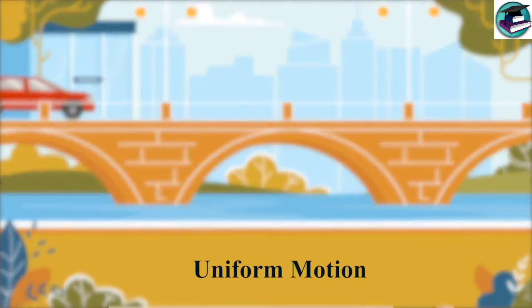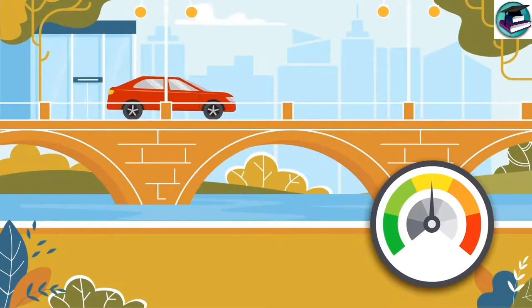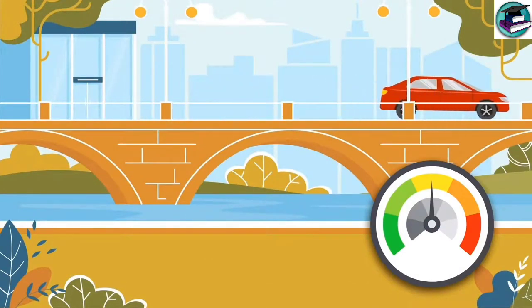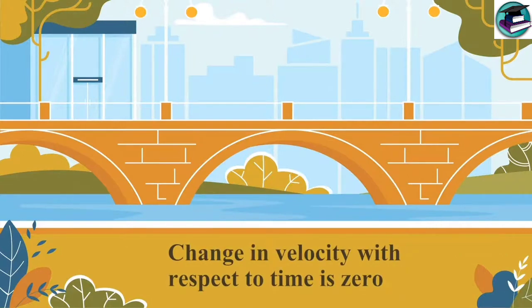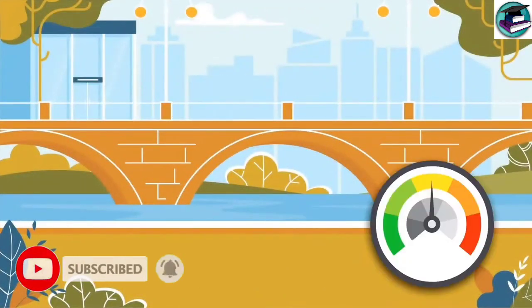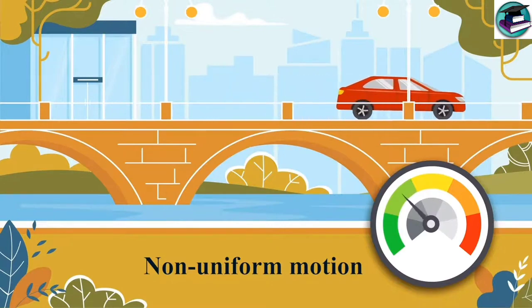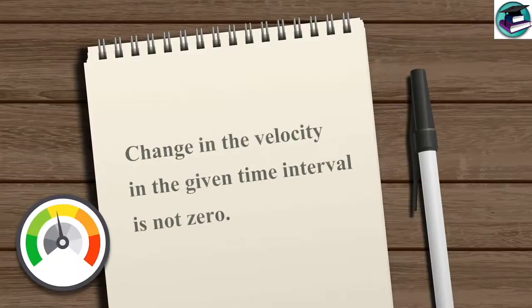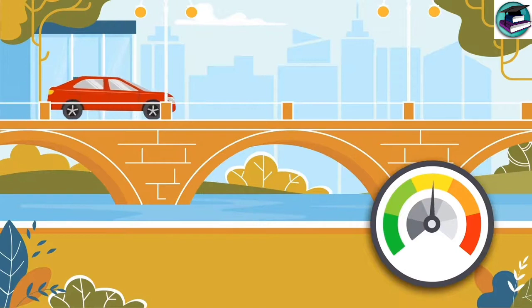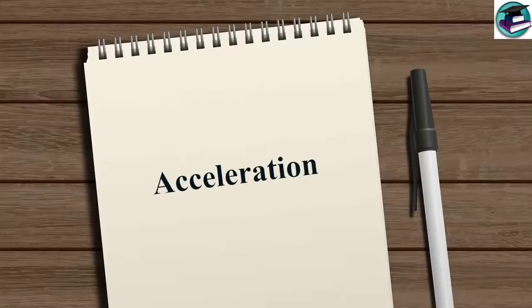Suppose a car is in uniform motion moving on a straight road. Its velocity doesn't vary with time and hence remains constant. The change in velocity with respect to time is 0. Now, consider if the motion of the car is non-uniform and so its velocity varies with time. Thus, the change in the velocity in the given time interval is not 0. To represent this rate of change of velocity, here comes another physical quantity which is known as acceleration.